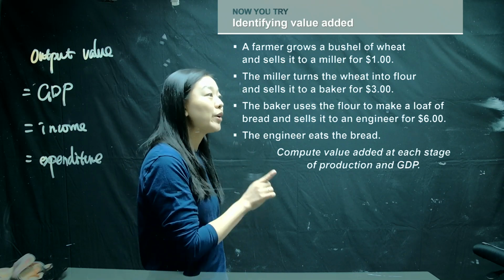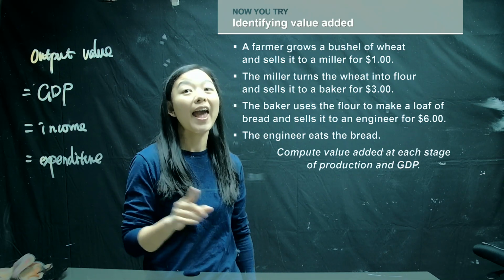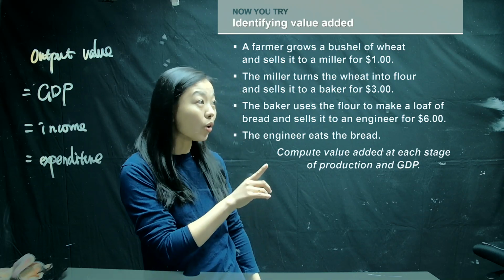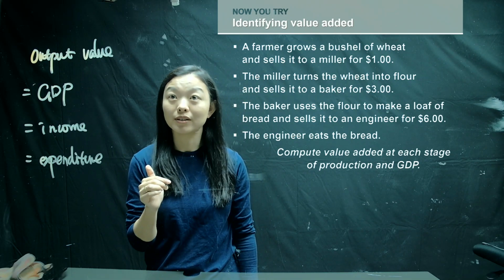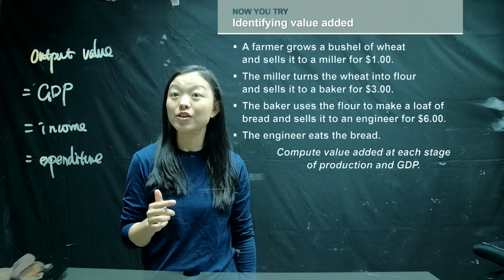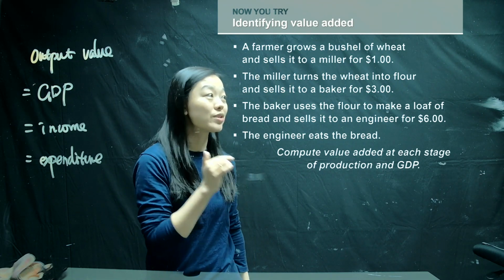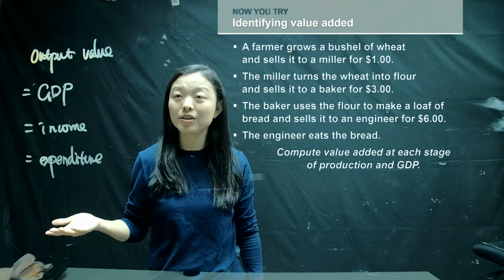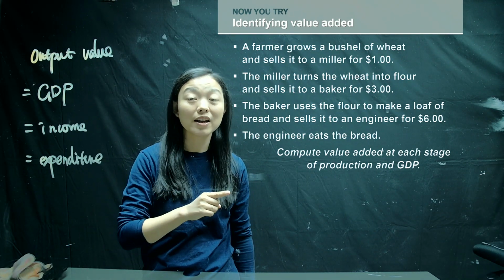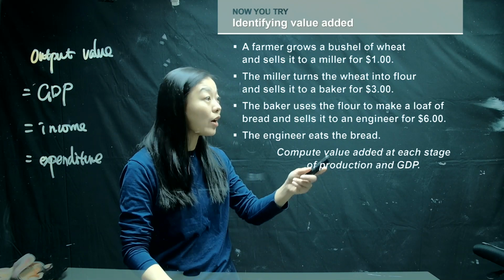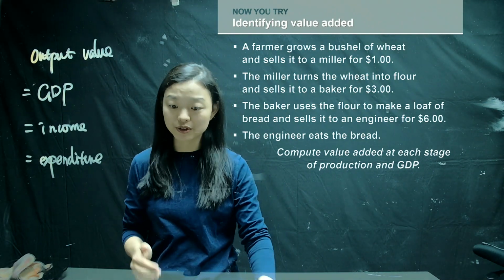We need to compute the value added at each stage of production and then find out the GDP. Or you can look at the end user. Who is the end user? The engineer is the end user, right? And how much do you pay for that? You pay $6 for the bread, right? So in this case, $6 will be added into GDP. But we can also use the value added at each stage to verify our answer.